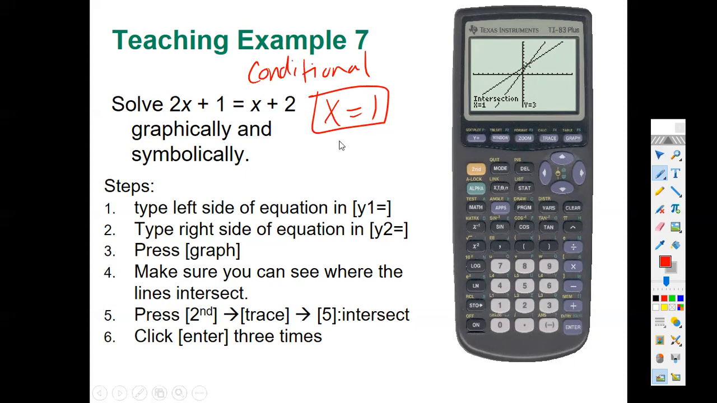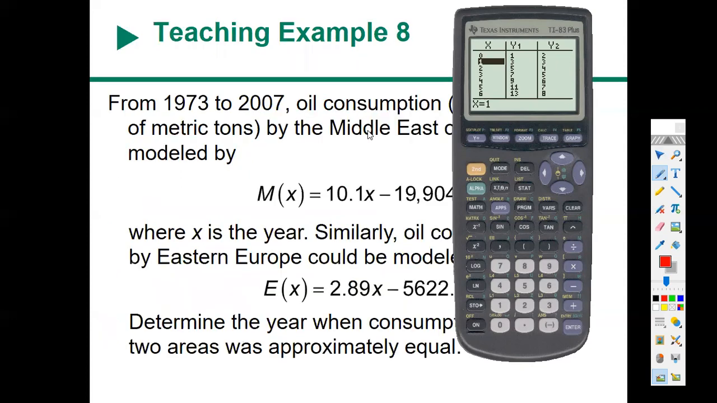Now, symbolically just means to look at the table. So symbolically means looking at the table. If we go second graph and look at our table, you're just looking for when your y values are the same. They're the same at x equals 1. Do you see that? 1, 3, 3. So you're looking for when y1 and y2 are the same. Second graph. All right. Any questions about graphically and symbolically? No? Easy enough? Cool.